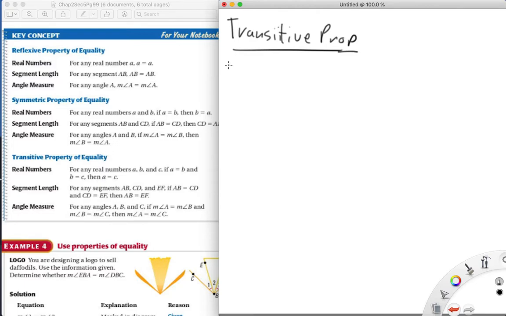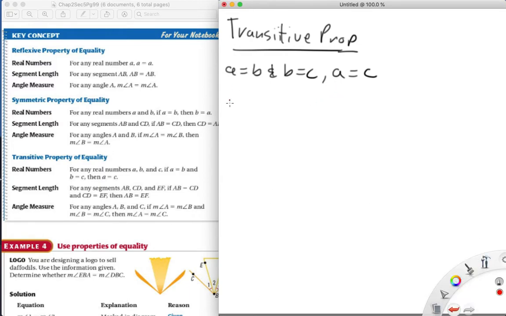So, three numbers. If A equals B and B equals C, then A equals C. Alright, if A equals B and B equals C, then A equals C. The B's cancel out and whatever's left is left over. This is sort of what we did in the previous section with the law of syllogism. Basically, it's the transitive property.